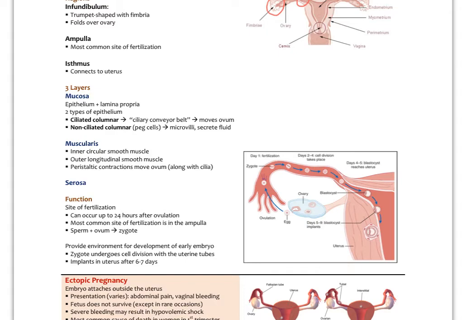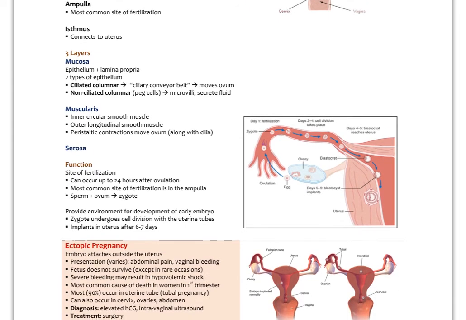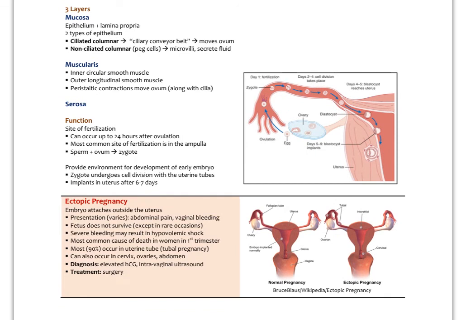The function is, typically this is the site of fertilization. That can happen up to 24 hours after ovulation. The egg can live that long. If we look at where fertilization usually happens, it's primarily in the ampulla. So that's this region in here. And when a sperm and an ovum combine, they become a zygote.